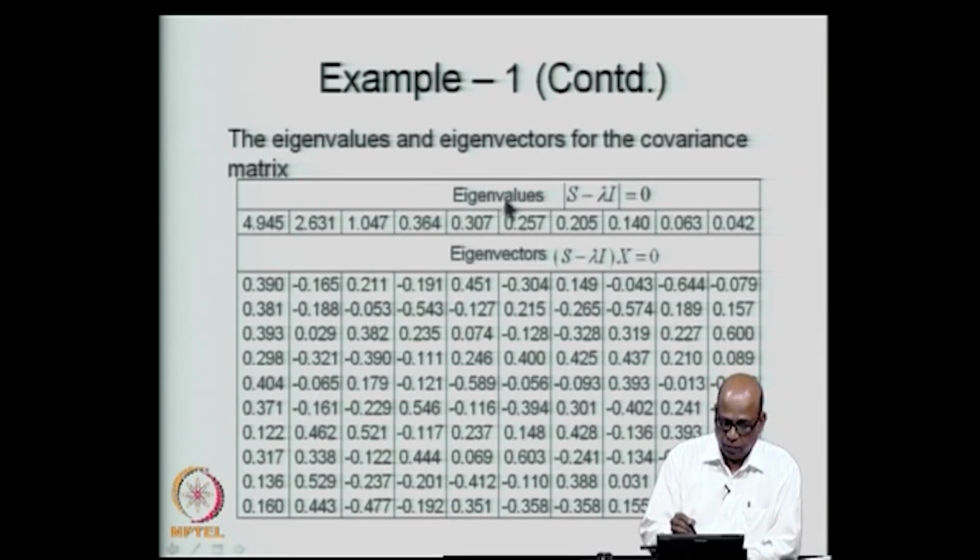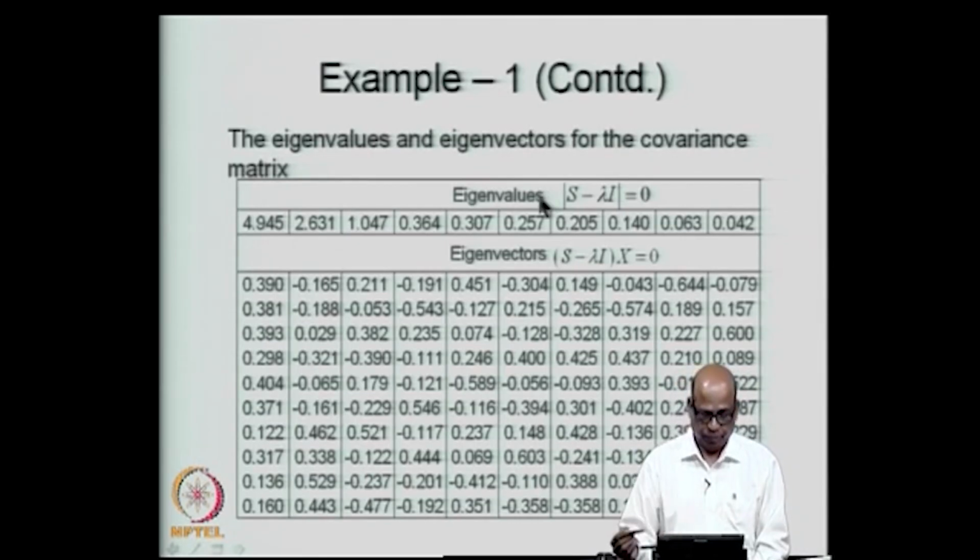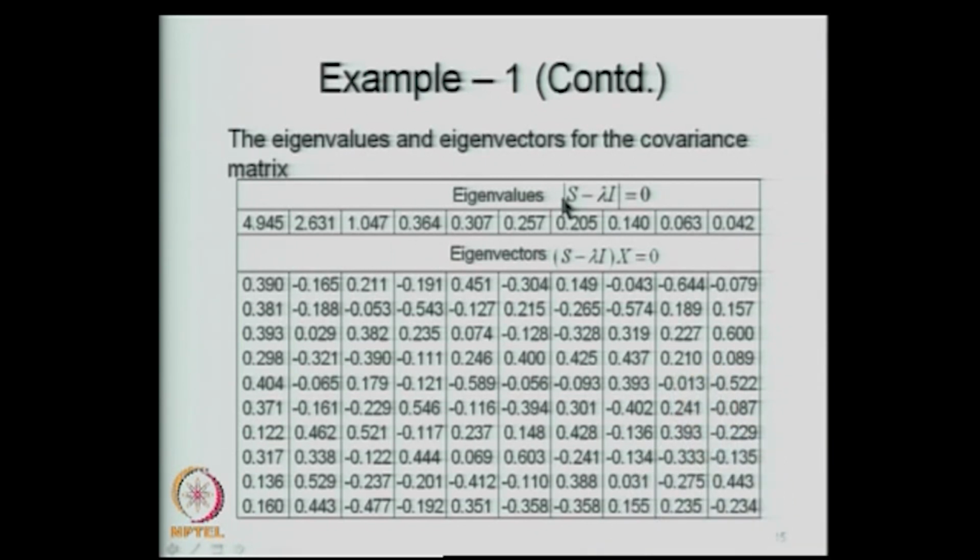The eigenvalues are obtained from the MATLAB routine. We get the eigenvalues as 4.945 and so on. So, there are 10 eigenvalues that are obtained for the covariance matrix. Associated with each of the eigenvalues we get one eigenvector, like that we get 10 eigenvectors. We use S minus lambda I into x is equal to 0. This is a matrix and this is a matrix. So, we obtain the eigenvectors now.